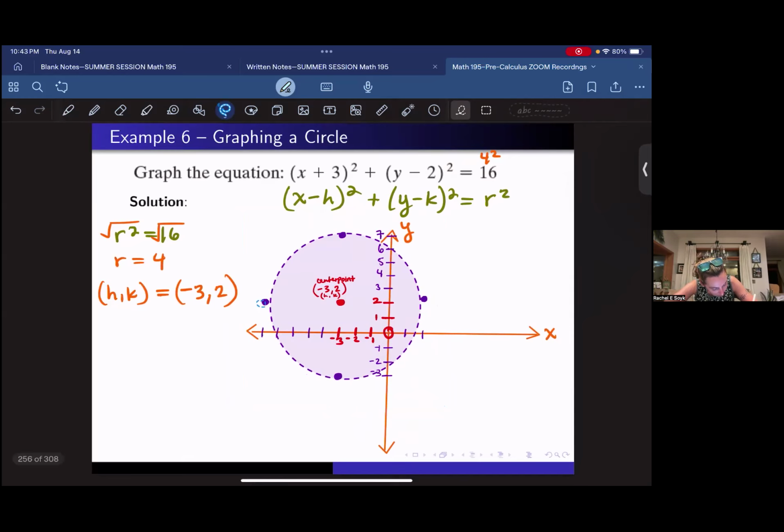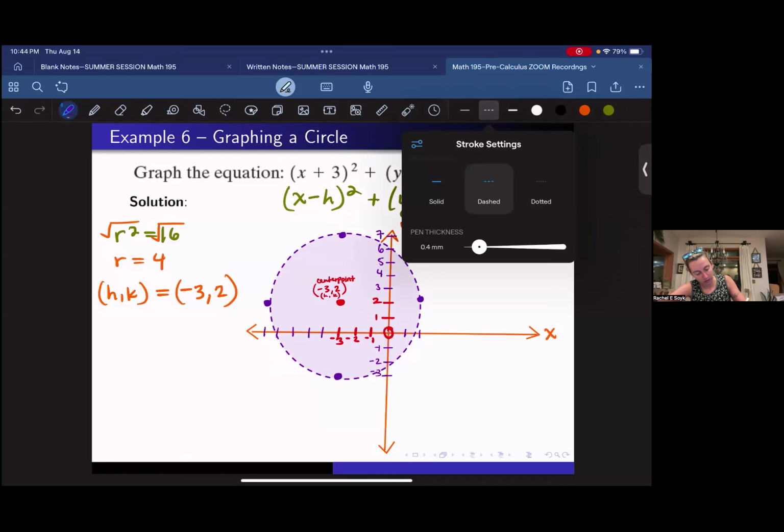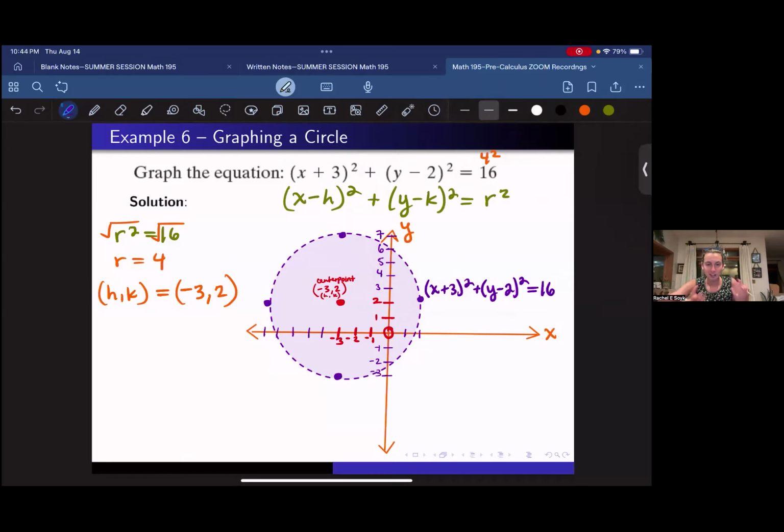I'll even move these over slightly. And then we're good. Perfect. That's our circle. And then last but not least, we want to write the equation of the circle out. Just like that, right?